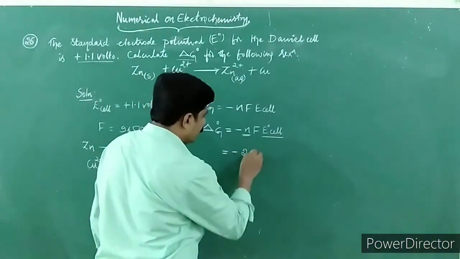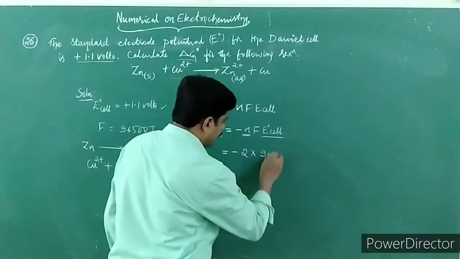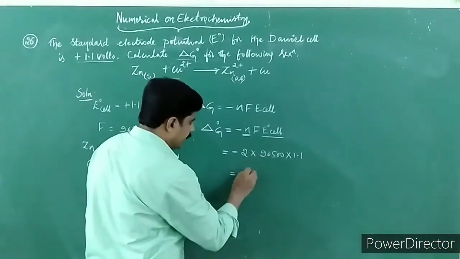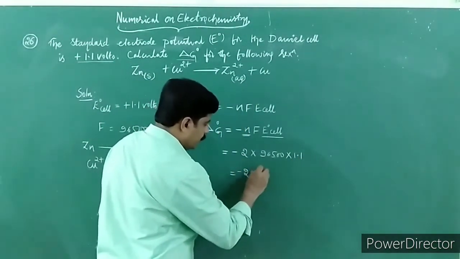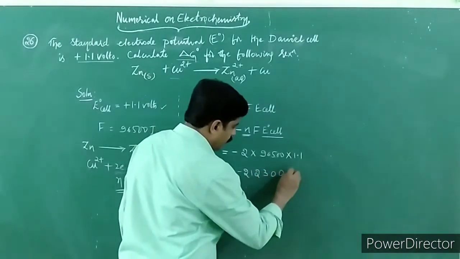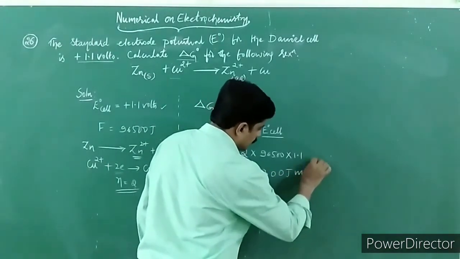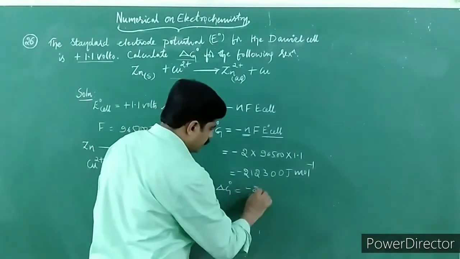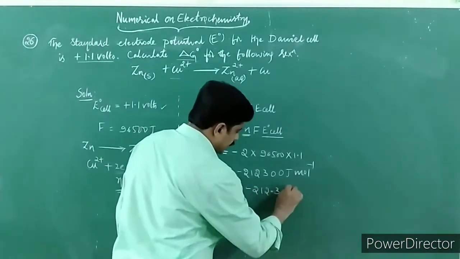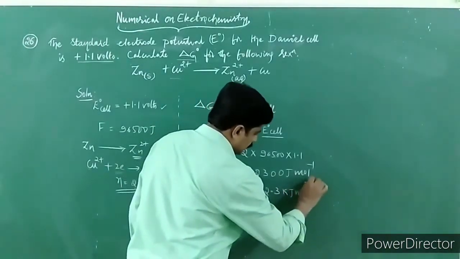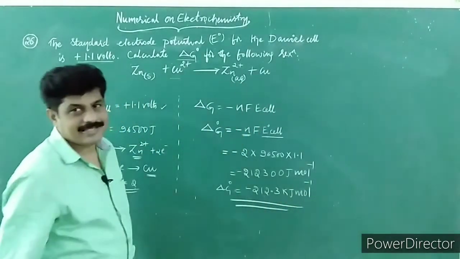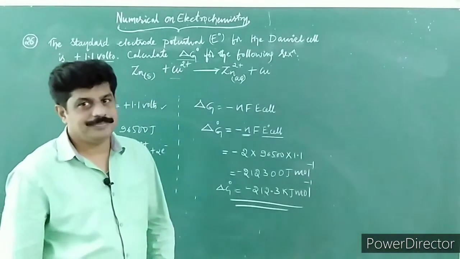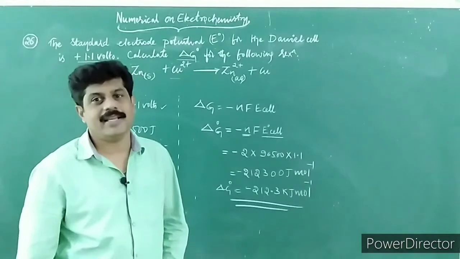Now let me substitute the value. Minus N is equal to 2 into Faraday, you know that 96,500 joules, into E naught cell is equal to 1.1. If you simplify, you are going to get minus 212,300 joules per mole, or I can write as minus 212.3 kilojoules per mole. It's a very simple numerical. Just substitute the value and you are going to get the delta G naught value. Children, very important numerical for the examination.